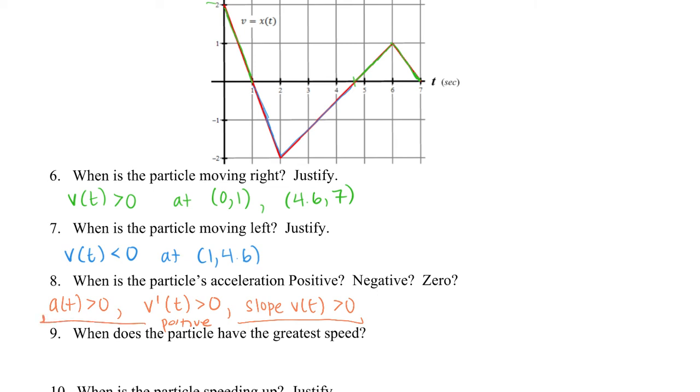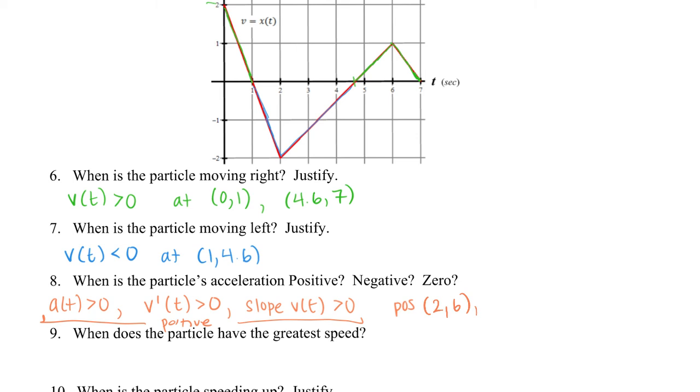Okay, so the acceleration is positive when the slope of the velocity graph is positive. So right now the slope is negative. We're decreasing. Slope is negative. Oh, right here, the slope becomes positive. So the slope is positive from 2 until I get to 6.